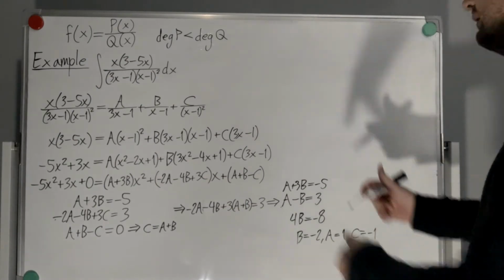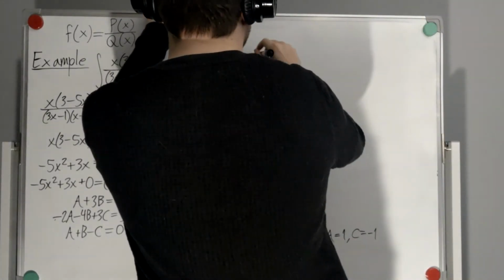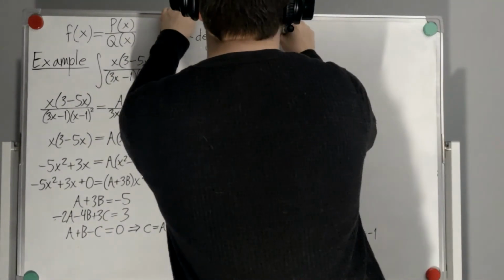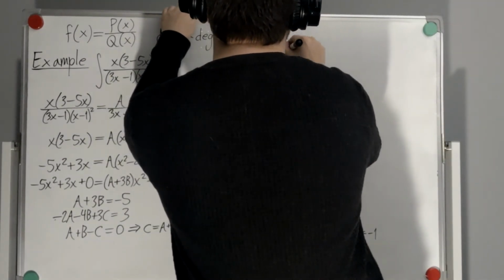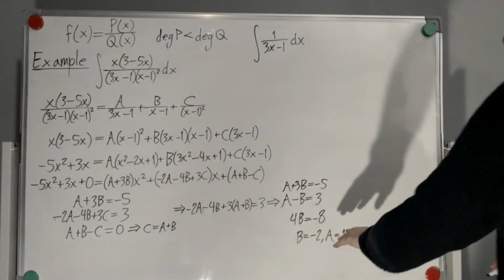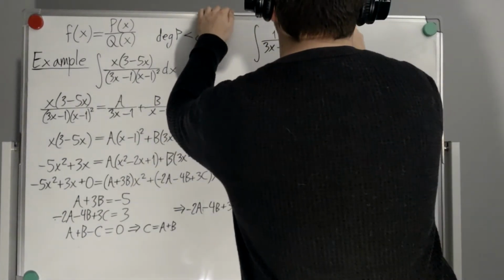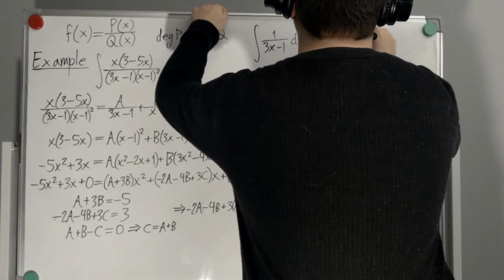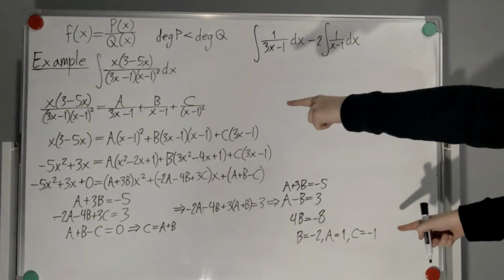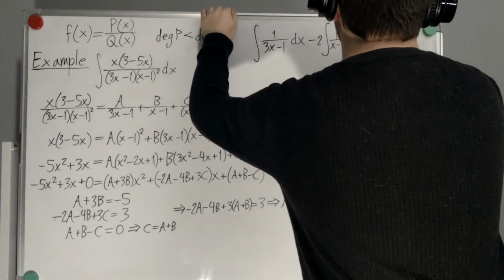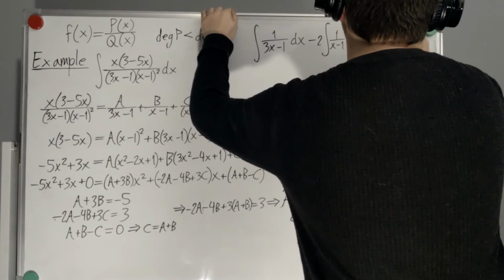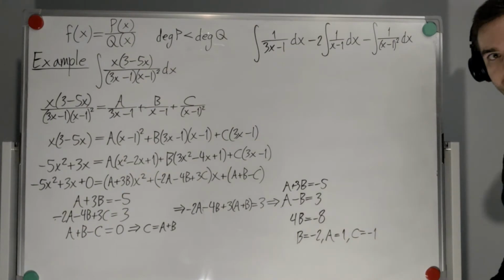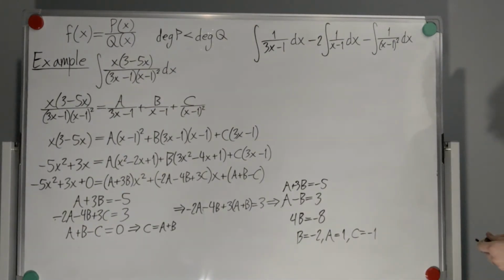Now then, that means that what we're dealing with here is now the integral of, let's see here, we have 1 over 3x minus 1 dx, then minus 2 integral of 1 over x minus 1 dx, and then minus 1 integral of 1 over x minus 1 squared dx. Okay?